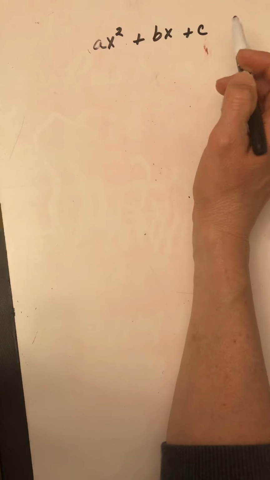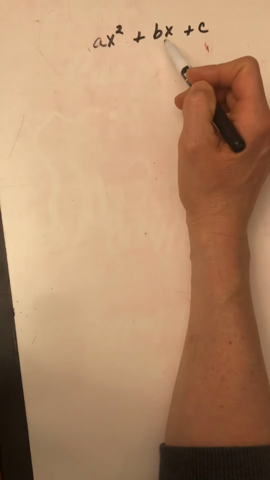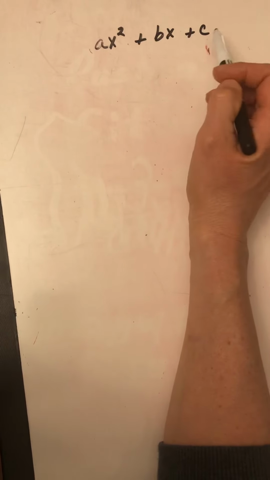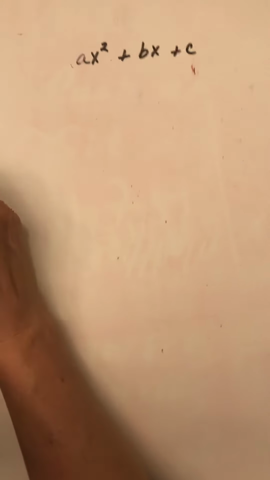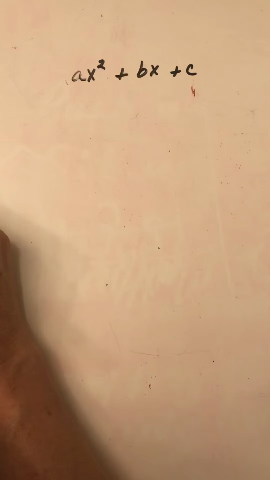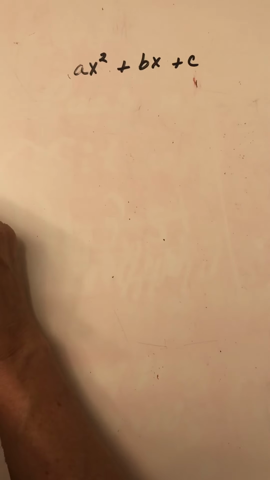So anytime you have a quadratic, you're always going to see that x squared. You may not have b, so you might not have an x to the first power, and you might not have a constant. In this entire chapter, anytime we're referring to a, b, and c, we're referring to a being the coefficient of x squared, b being the coefficient of x, and c being our constant.